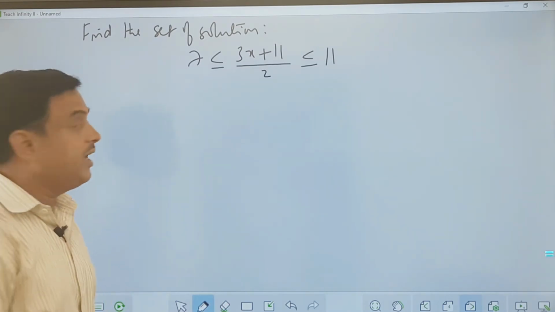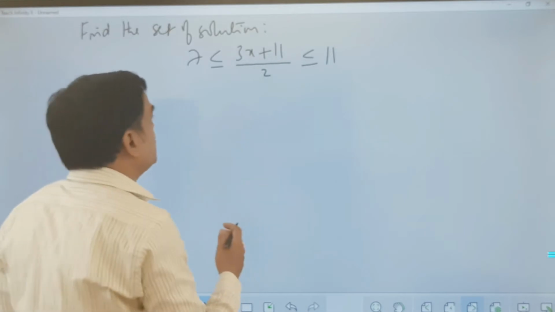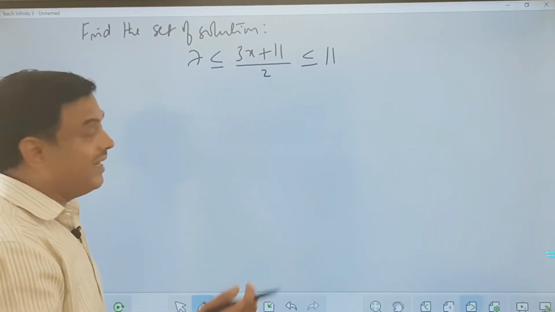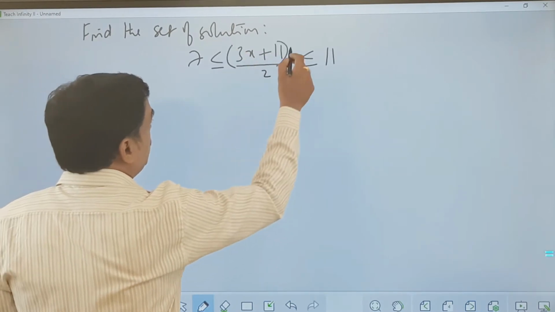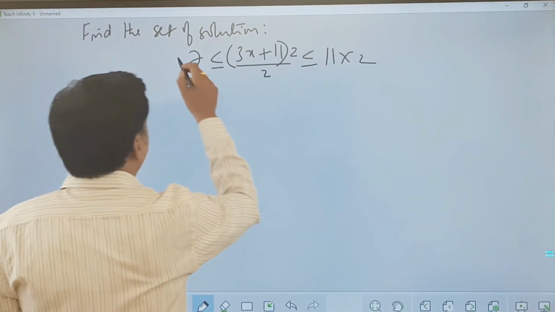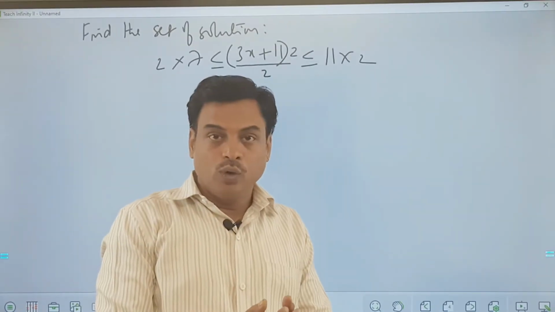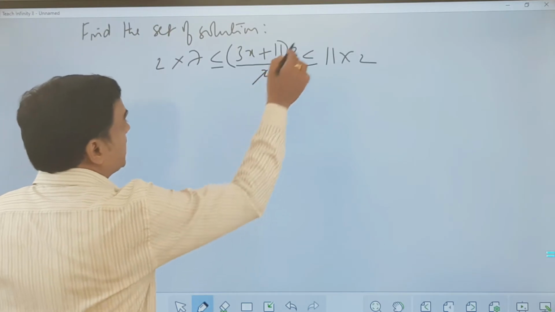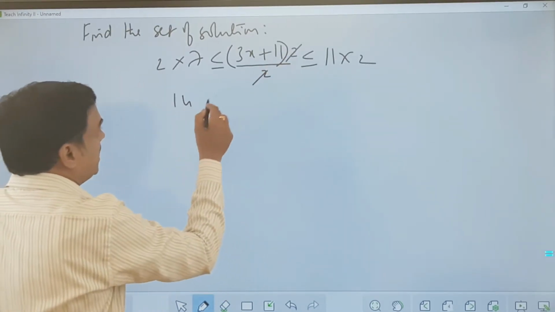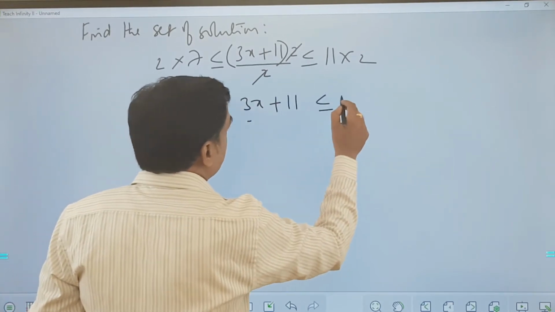So let us see one more question here, for example. Quick question. I have to find the set of solutions for x, a similar kind of question to what we did in the last one. I have to eliminate these two, so I'll multiply by 2 here, here, and here. Since I'm multiplying by +2, a positive value, the inequality won't change. 2 and 2 get cancelled. This becomes 14 less than or equal to 3x plus 11 less than or equal to 22.